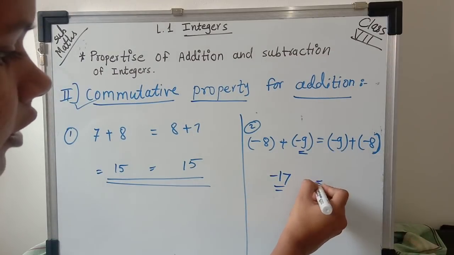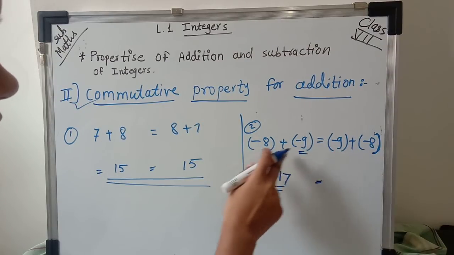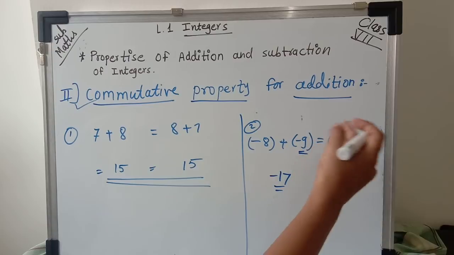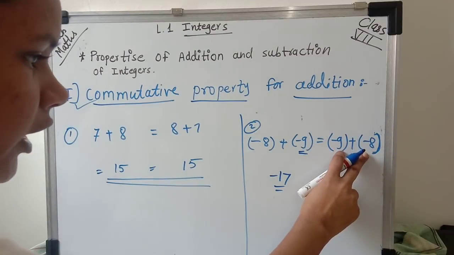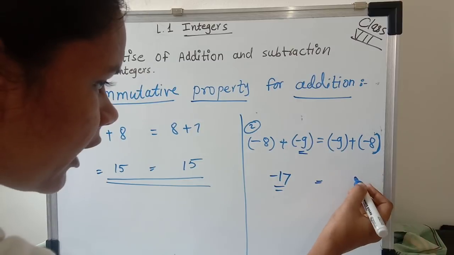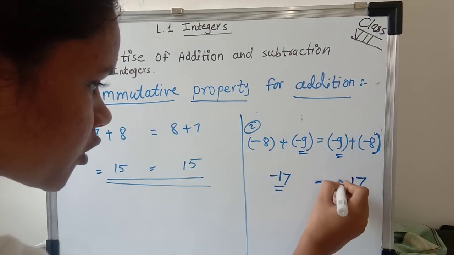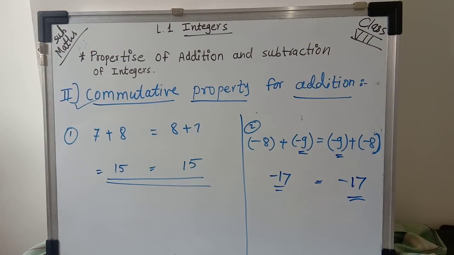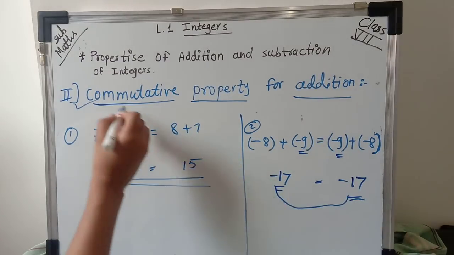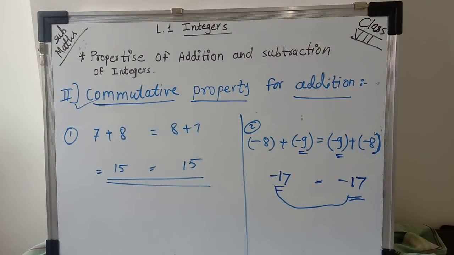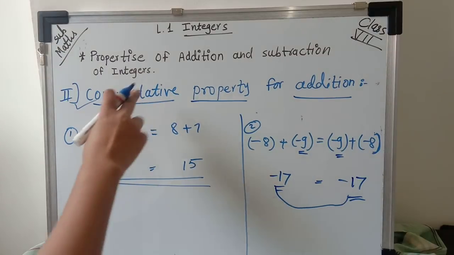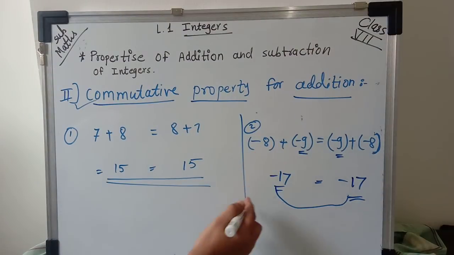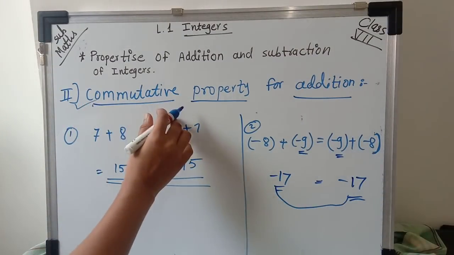Now on the right hand side we have changed the order of these two integers. So first we have written minus 9 and then minus 8. Here again two negative integers are there, we have to do the addition. So 9 plus 8 is equal to 17. 9 is bigger, so we'll give the sign of that number. So students, here also we got the same answer, the value is the same for both, and this property is known as the commutative property. The addition of any two integers remains the same after changing their order. So we can say that the addition of these two integers satisfies this property.